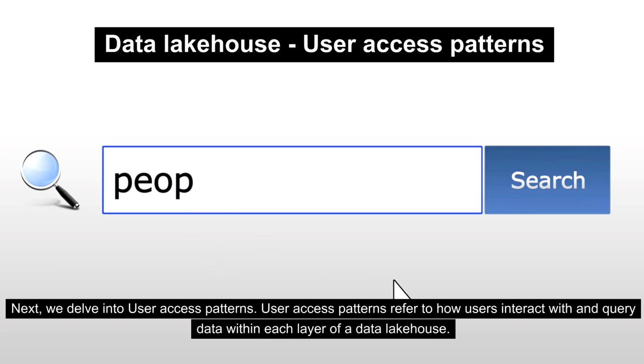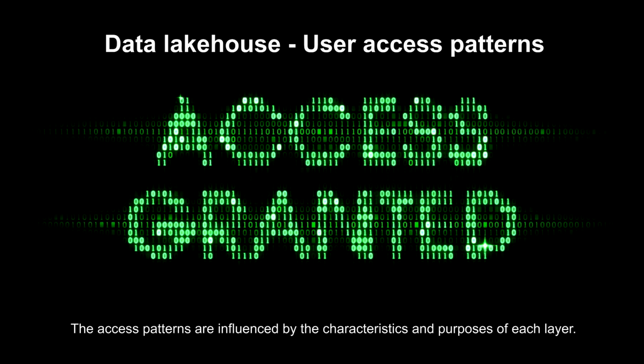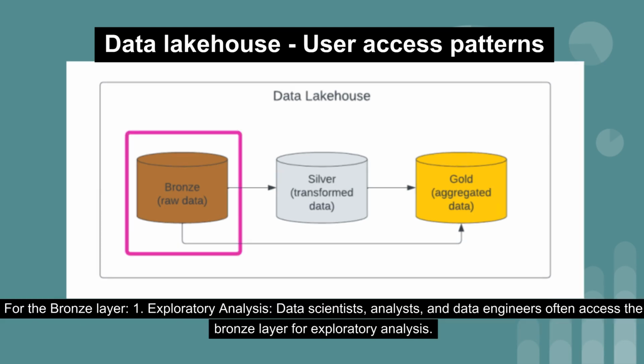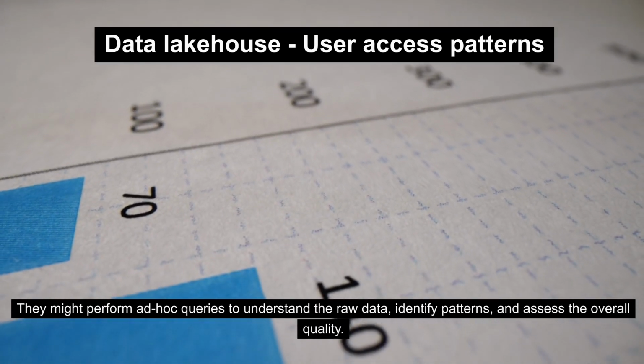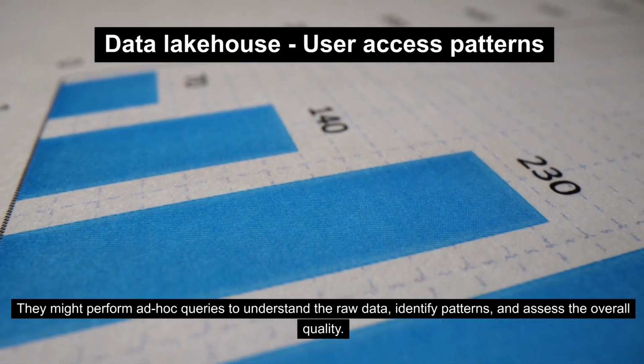User access patterns refer to how users interact with and query data within each layer of a data lakehouse. The access patterns are influenced by the characteristics and purposes of each layer. Here are the typical user access patterns for the bronze, silver, and gold layers. For the bronze layer, 1. Exploratory analysis. Data scientists, analysts, and data engineers often access the bronze layer for exploratory analysis. They might perform ad hoc queries to understand the raw data, identify patterns, and assess the overall quality.